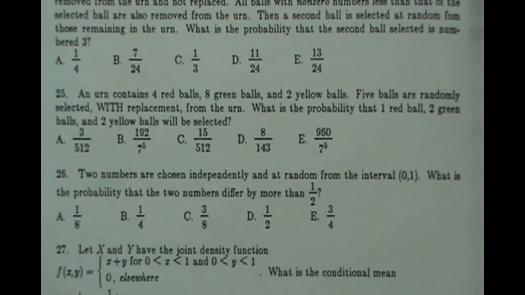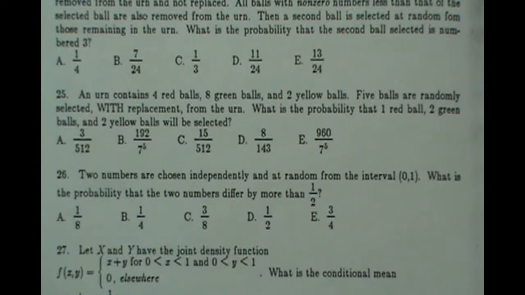Number 25. An urn contains 4 red balls, 8 green balls, and 2 yellow balls. 5 balls are randomly selected with replacement from the urn. What is the probability that 1 red ball, 2 green balls, and 2 yellow balls will be selected?